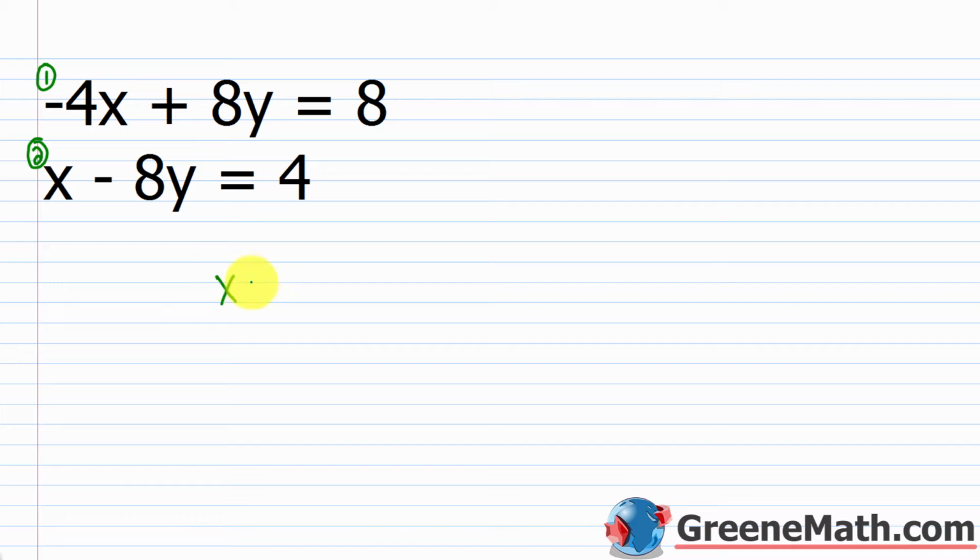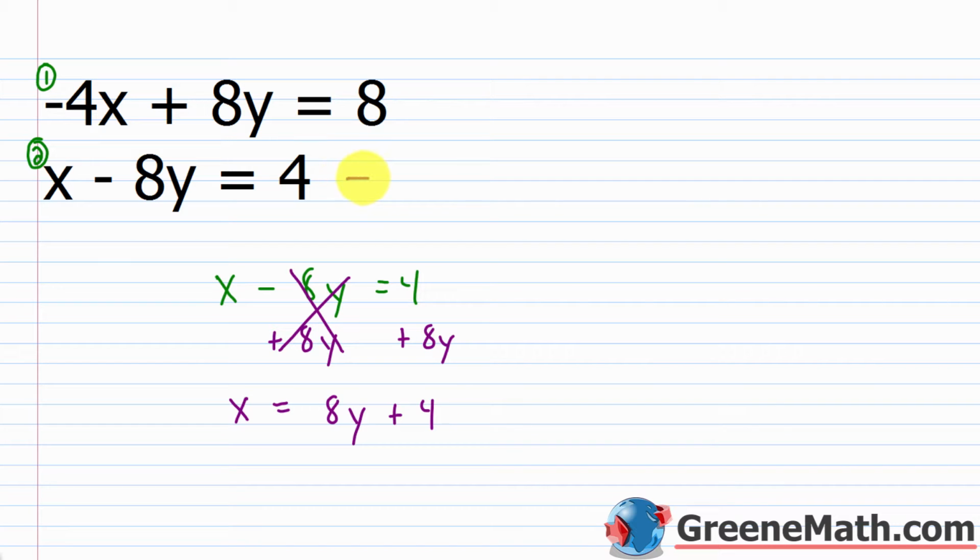So I have x minus 8y equals 4. How easy is it to solve for x? I just add 8y to both sides of the equation, and so this would cancel. I'll have x is equal to 8y plus 4. So let me write this over here, that x is equal to 8y plus 4.